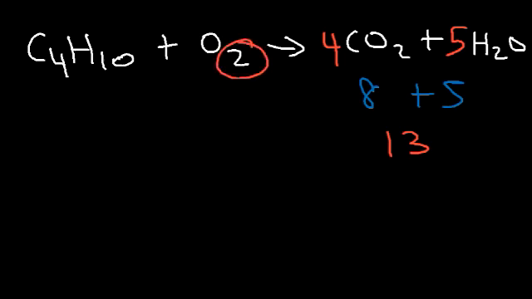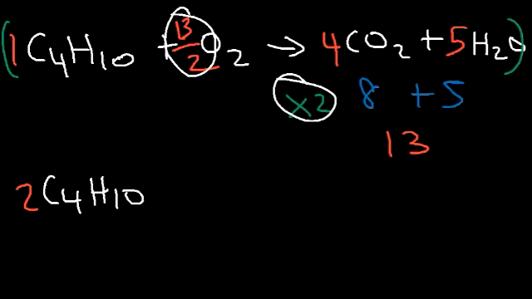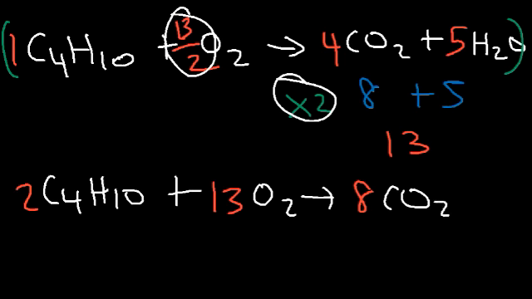13 divided by 2 is 13 over 2. So notice that we have a fraction. Whenever you get a situation like this, simply multiply everything by 2. So it's going to be 2 C4H10. Now 13 over 2 times 2, the 2's cancel and you're just going to get 13. So it's going to be 13 O2, and then 8 CO2 plus 10 H2O. So notice that the reaction is now balanced.